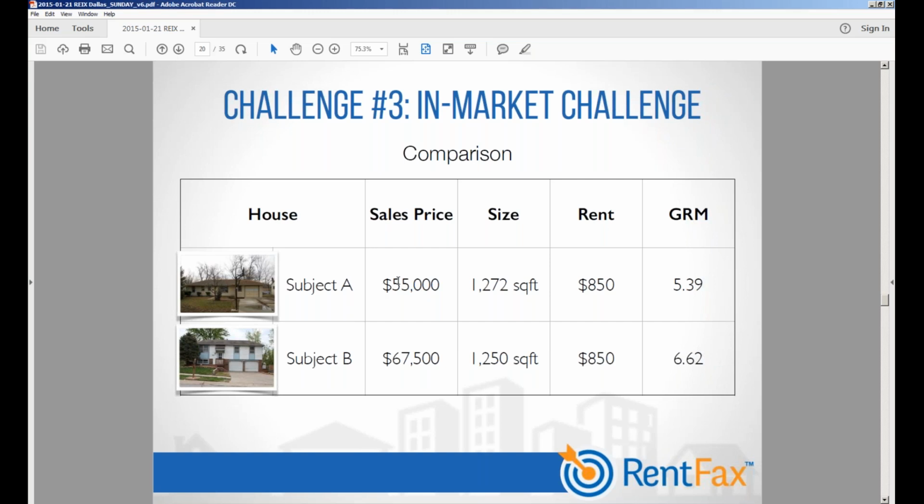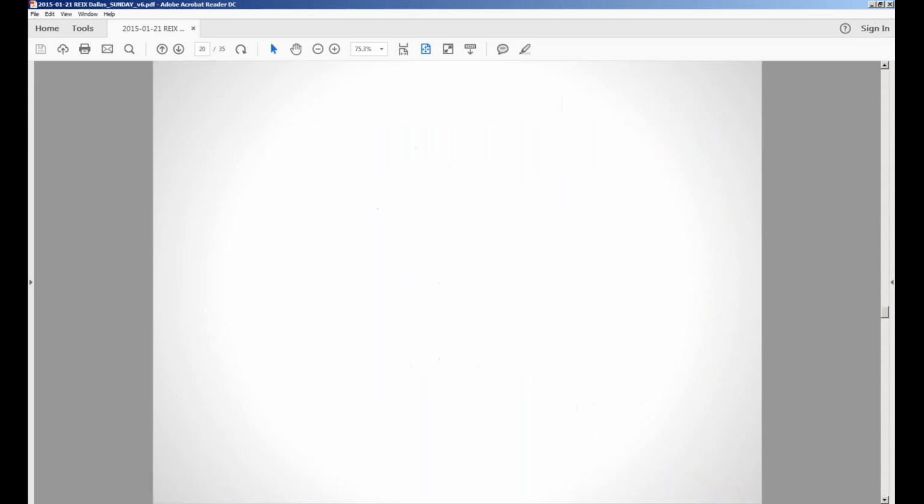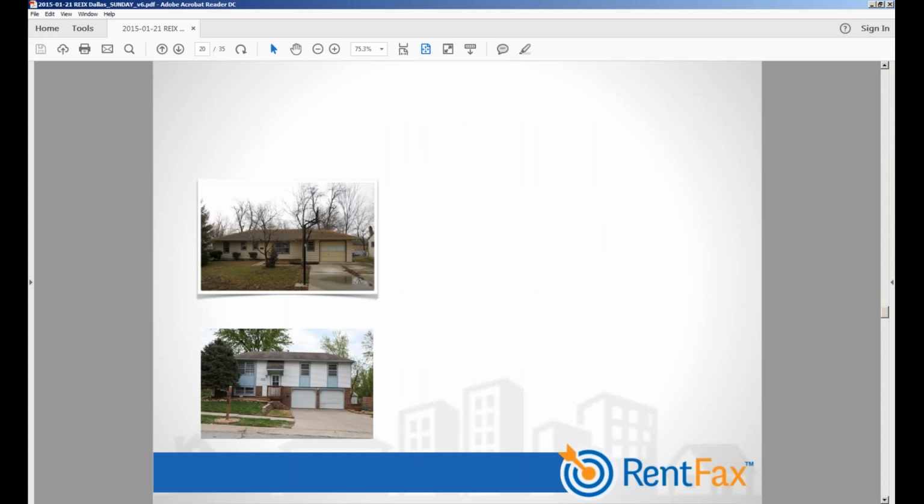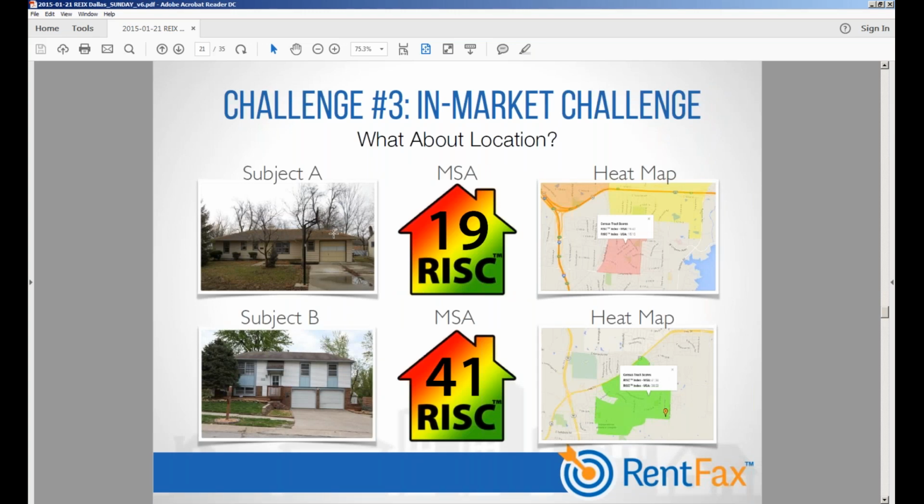Okay. Now let's take a look if we take into account risk, the risk associated with the future successful operation of this property as a rental property. Subject A scored a 19. Subject B scores a 41. So here's where subject A is in its census tract, and here's the census tract that captures subject B.